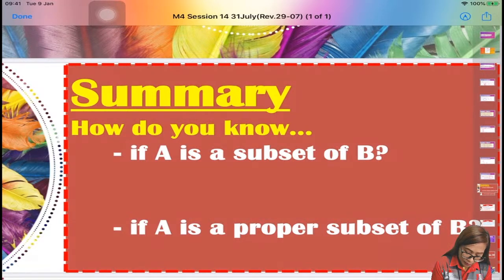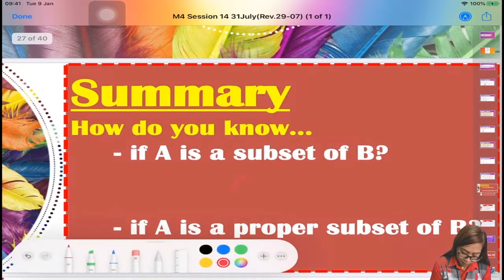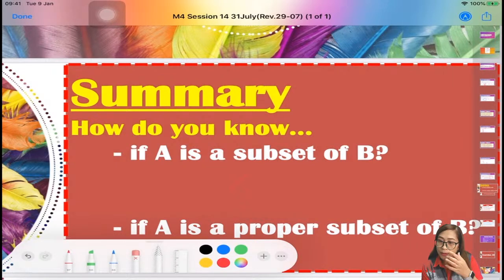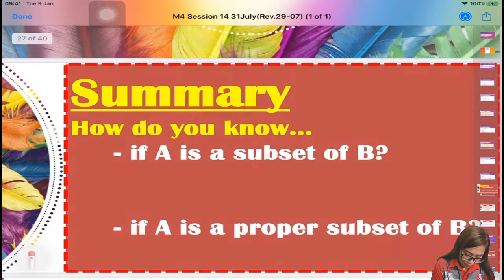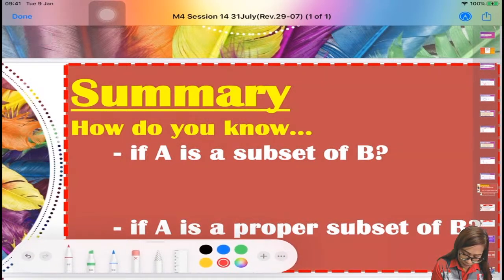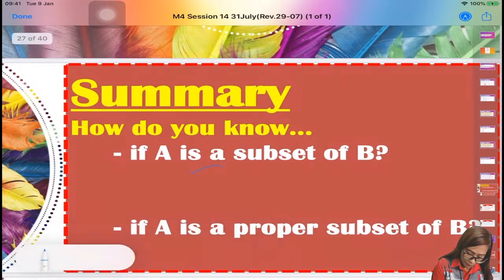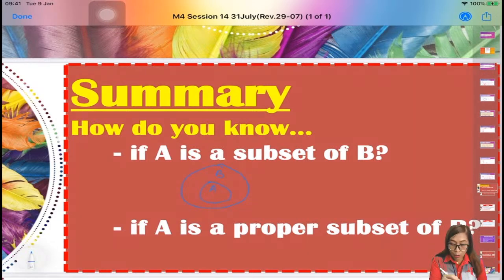So just do it like this, students. If you have a circle, okay, let me change the color. Who else has the answer? Yes? Okay, all elements of set A are in B. Very good. That's it. All elements. Let me change the color so you can see it. Maybe blue. Okay, this is, for example, B, and this is A. So all elements of A must be in B.